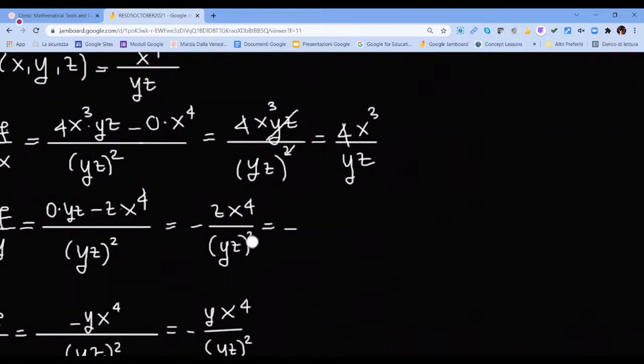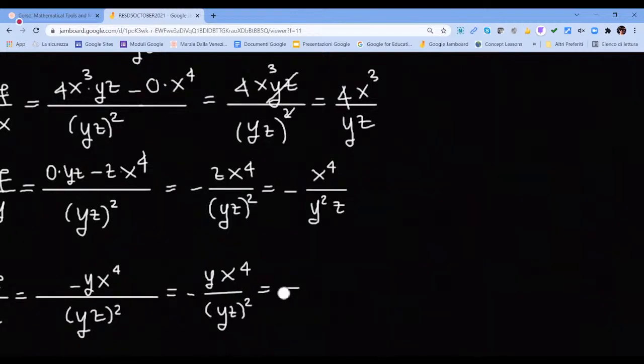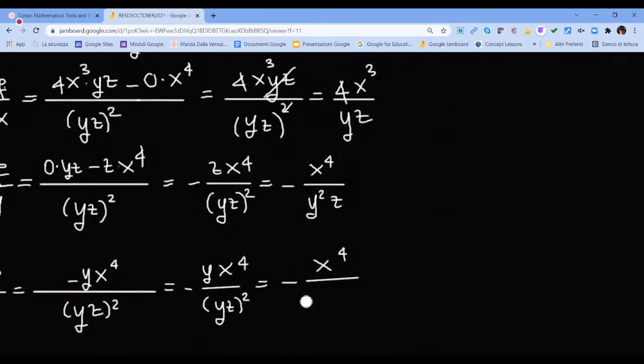In the second case, you have one power of z, and you can simplify one power of z with one power of z under the fraction, so we will remain with this one. And in the third case, you will have x to the 4th divided by, and you can simplify y, and you are left with z square.